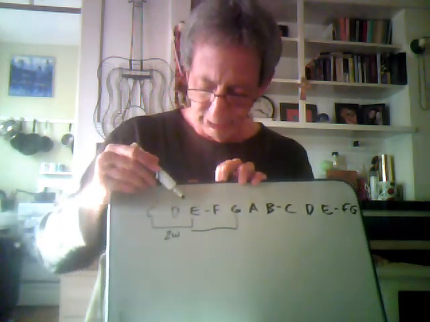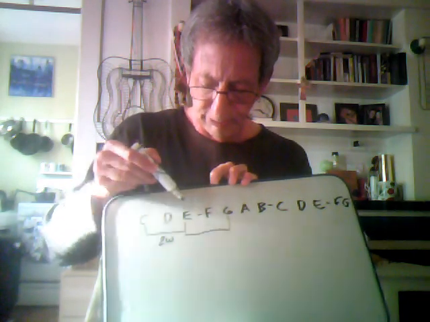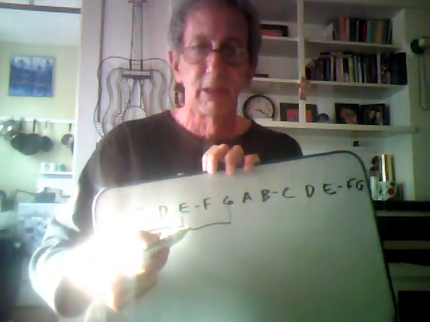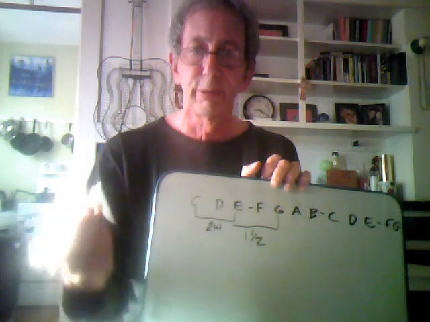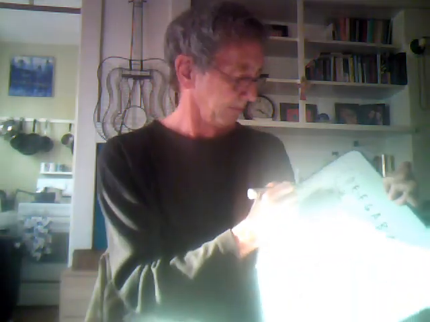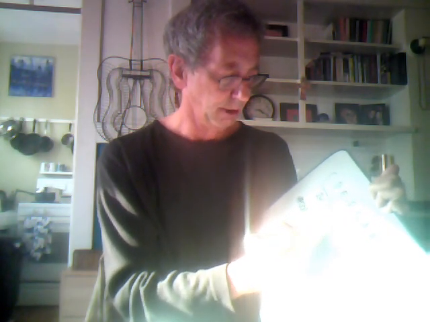E to F is a half step, so if you want to count backwards, here's 1 whole step and then a half step. So this is 1.5, all right? So you can say then that the major chord formula is 2 whole plus 1.5. Major. 2 whole plus 1.5.